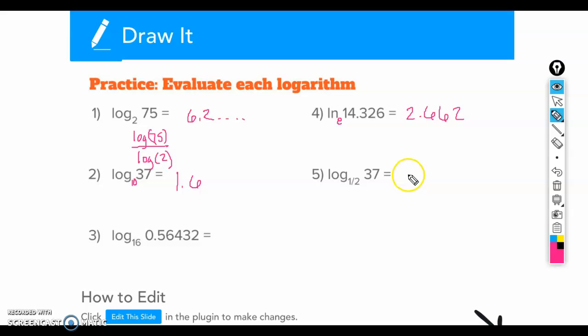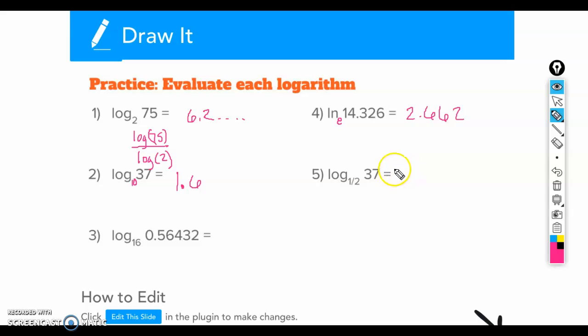Alex, how about number 2? 1.6. What? Did you not get 1.6? Oh, let's look at that one then. So log of 37. Who else did log of 37? Danny, what did you get? It is 1.6. Okay, we had a dissenting voice. I just wanted to make sure before we moved on.